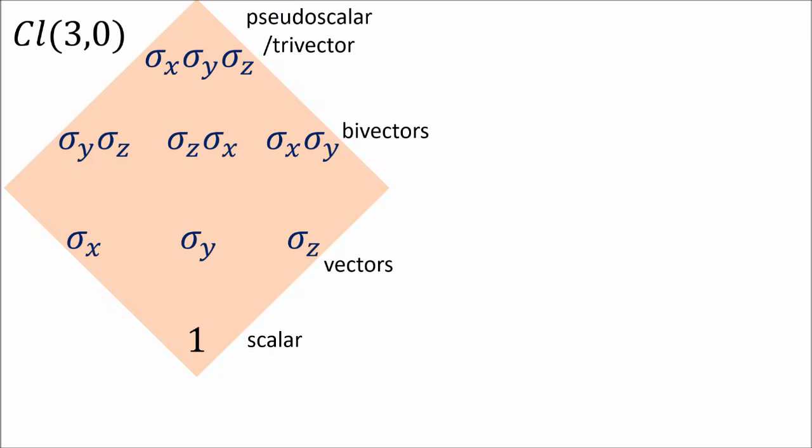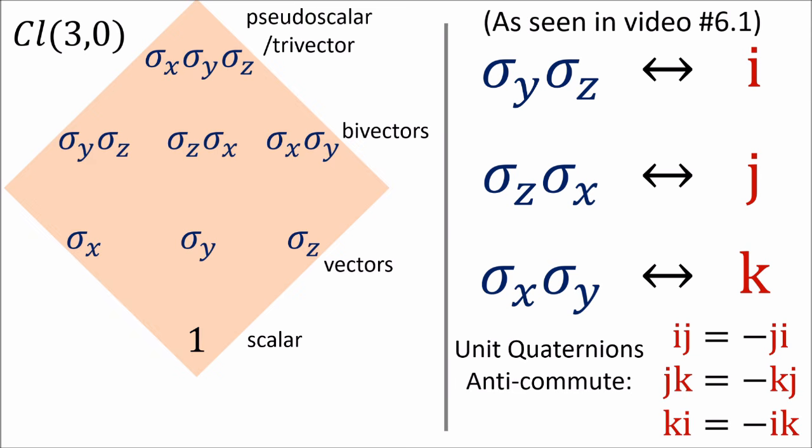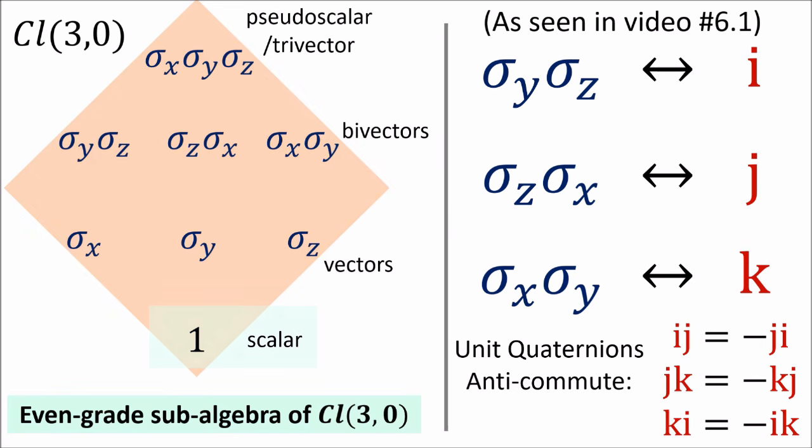Pairs of different sigmas give us the bivectors in CL30. And it turns out these are completely equivalent to the quaternion imaginary units i, j, k. The reason i, j, and k anti-commute with each other is rooted in the fact that the sigma pair bivectors also anti-commute with each other. We say that the quaternions are the even grade subalgebra of CL30 because they only involve the grade 0 scalar and the grade 2 bivectors.